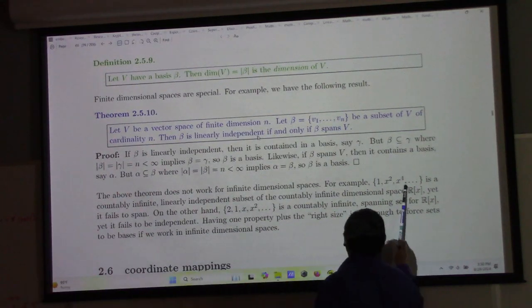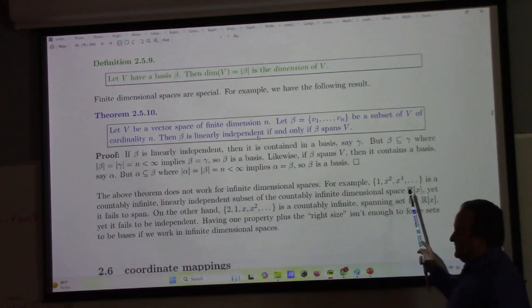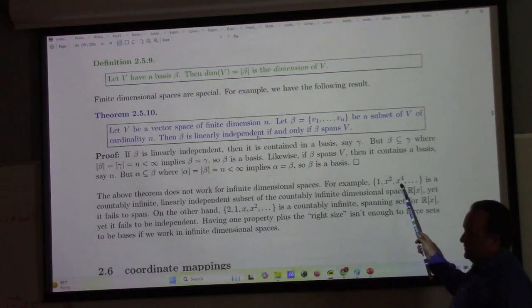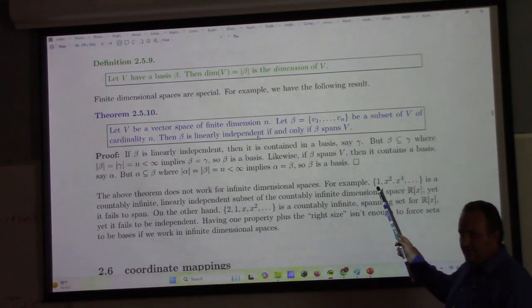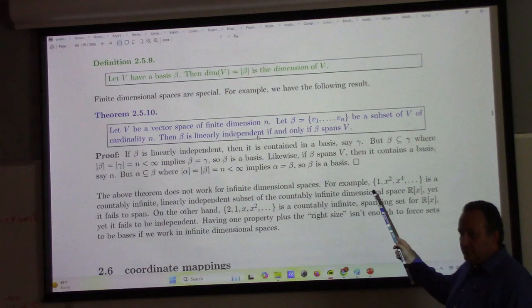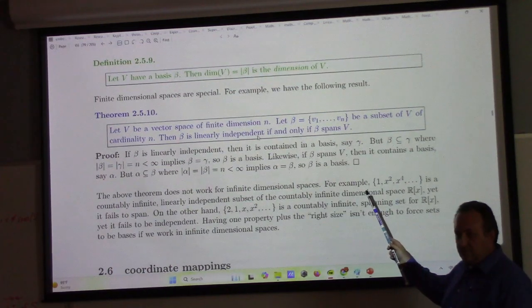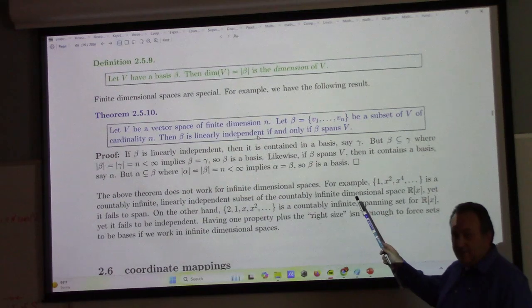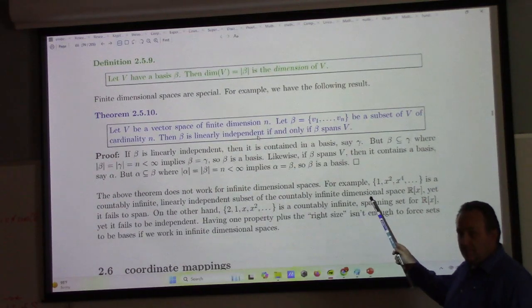I mean, here's an example. Take the even monomials, that's a countably infinite linearly independent subset. So the cardinality of this set is aleph naught. The dimension of the polynomials is aleph naught. So this has the same cardinality as the dimension of the polynomials, and yet it's linearly independent, and this does not span because you don't get the odd powers.